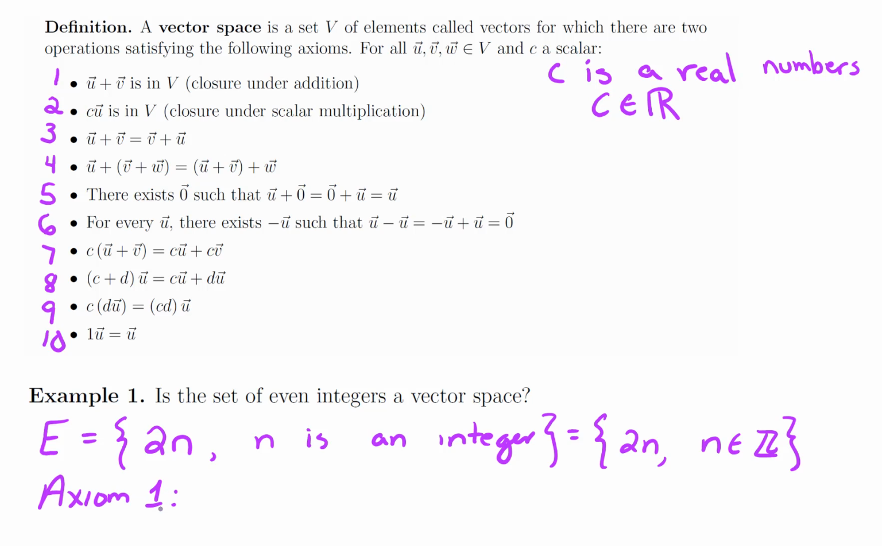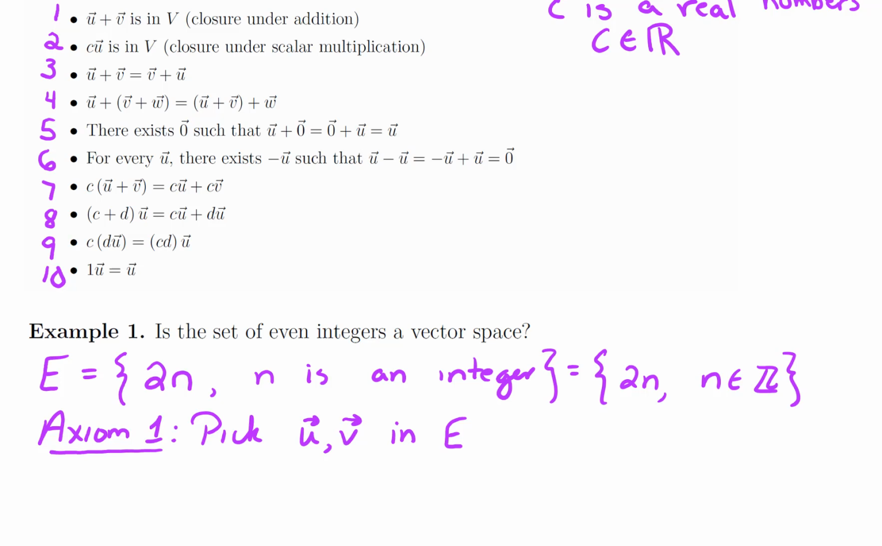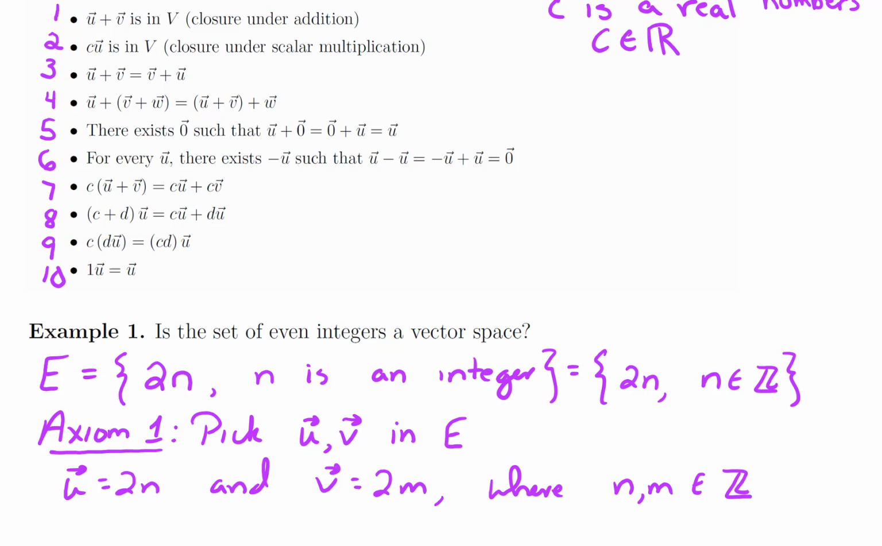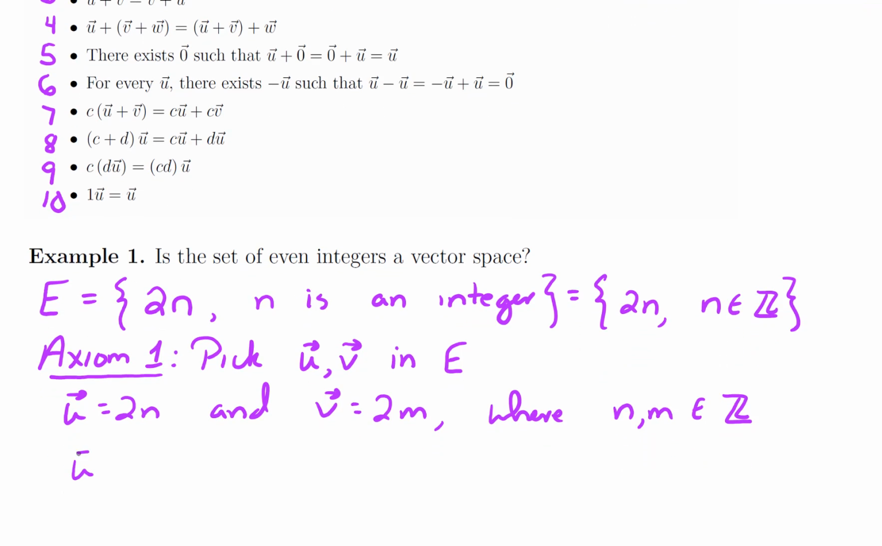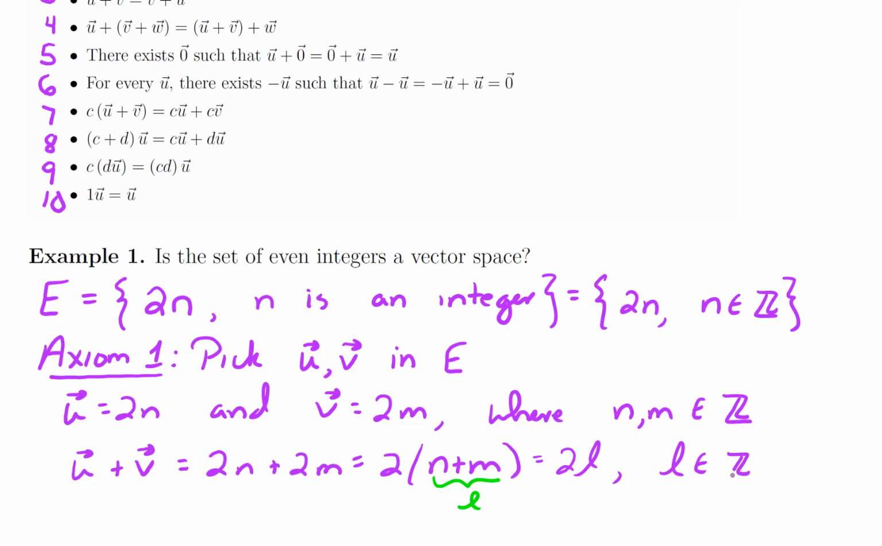Is this set closed under addition? So for axiom 1, let's pick a u and v in our set, capital E, and we want to test if u plus v is back in E. So u looks like 2n, and v looks like 2m, some other even integer, where n and m are elements of the integers. So we've got two even integers. We'll denote them u and v. And when we add u plus v, we get 2n plus 2m, which is 2 times n plus m. This is just another integer, call it L or something like that. And so we get the sum is in E. So axiom 1 is satisfied.